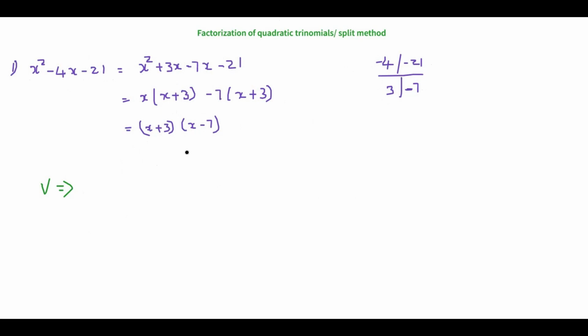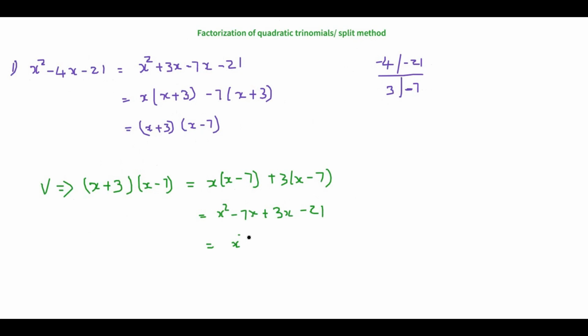How do we verify? Let's take the answer and go from the answer to the question. Here we have got x plus 3 and x minus 7. To verify this, we will multiply these two things. I'll take x and multiply x minus 7, and then there is a plus 3 and again x minus 7. So x times x is x square minus 7x. Then 3 times x is 3x minus 21. So here we have got x square minus 4x minus 21, which is our question.